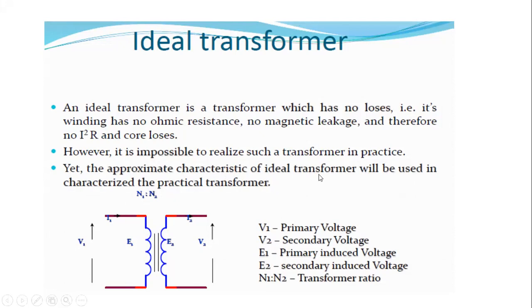The approximate characteristic for the ideal transformer: this is the symbol for the transformer, and this is the primary winding and this is the secondary winding. When we give the AC supply to the primary winding, applying the voltage, the current I1 flows through this primary winding. Due to that I1 current, some flux is produced. That flux is linked through the secondary winding due to the core.